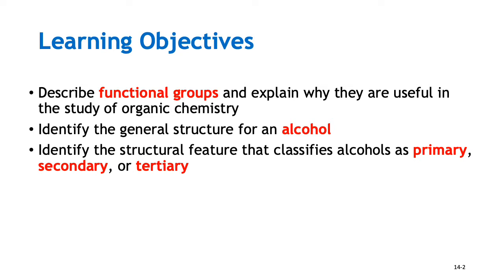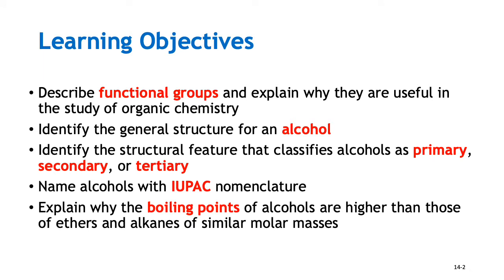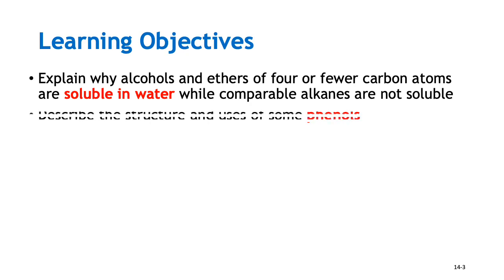We're also going to be going over a number of functional groups today that I want you to commit to memory. We're going to name alcohols with IUPAC nomenclature and then explain why the boiling points of alcohols are higher than those of ethers and alkanes of similar molar masses. We're also going to explain why alcohols and ethers of 4 or fewer carbons tend to be soluble in water, while comparable alkanes are not, though we might not get to this discussion today because I plan on getting the ether lecture and the thiols next class, or the next video lecture.